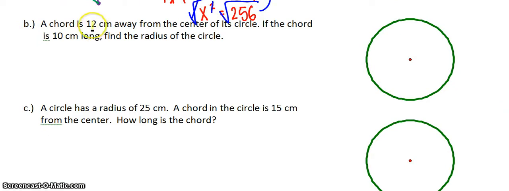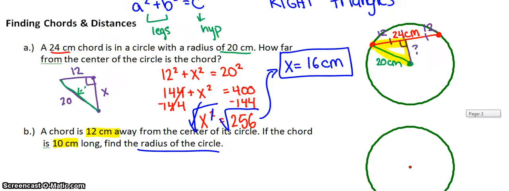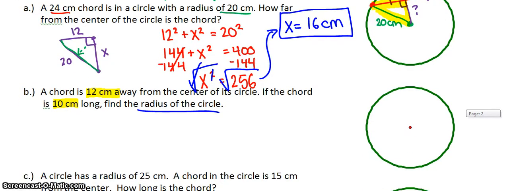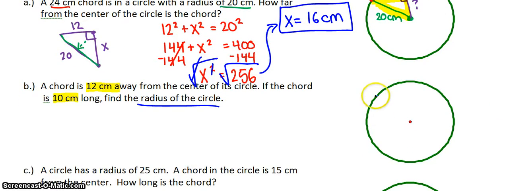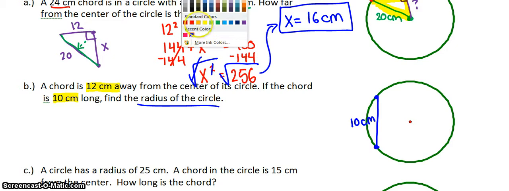Okay, now here's a similar example, but you're trying to find something different. So if you read this problem, it says a chord is 12 centimeters away from the center, and the chord is 10 centimeters long. In this problem, it wants you to find the radius. So in the last problem, we had the radius. The next problem, we want to find the radius. So let's set up our picture, and I can do this however I want. So I know we have a chord, and the chord is 10 centimeters long. Okay, so this blue line is 10 centimeters long. And I want to find the radius.